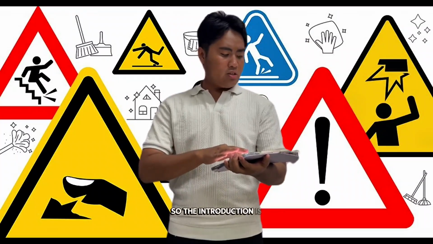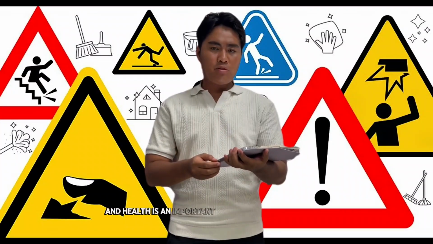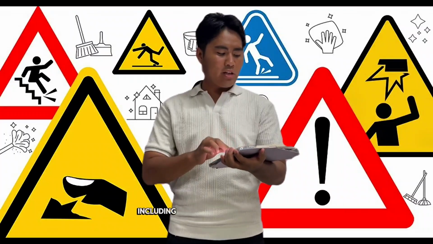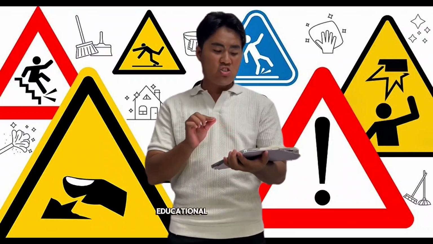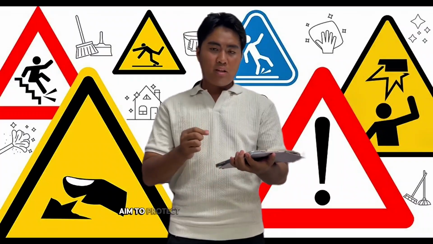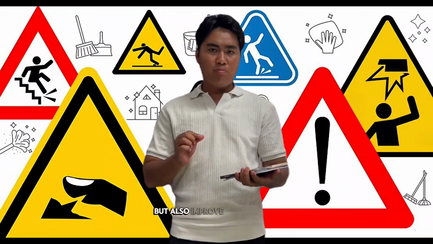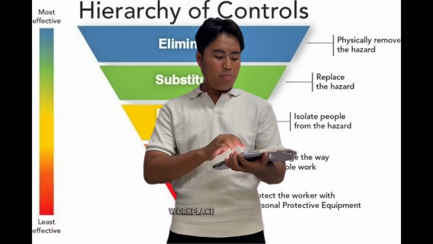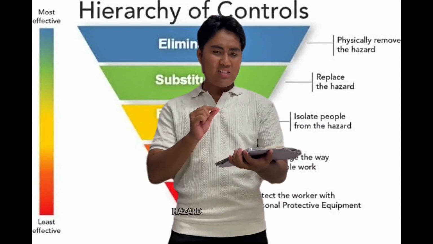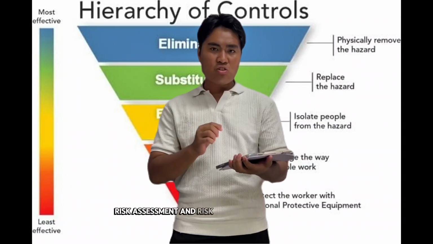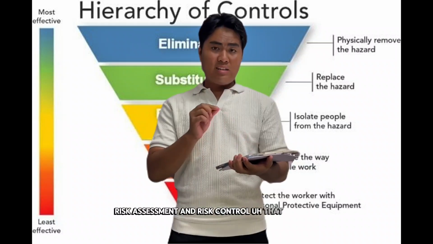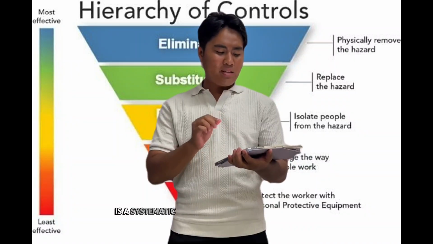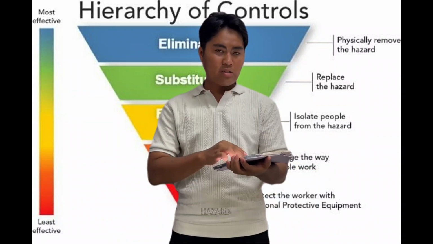So, the introduction: occupational safety and health is an important aspect of every workplace, including laboratories and workshops in educational institutions. It aims to protect a safe and healthy environment, but also to improve productivity. One of the most widely used approaches to managing workplace safety is hazard identification, risk assessment, and risk control. That is HARAC. HARAC is a systematic process used to identify potential hazards.